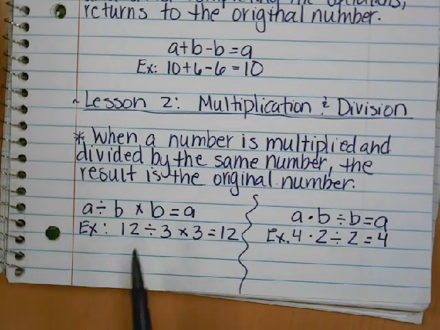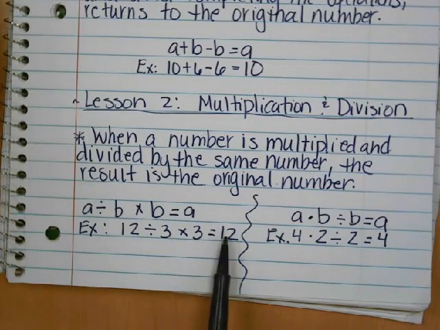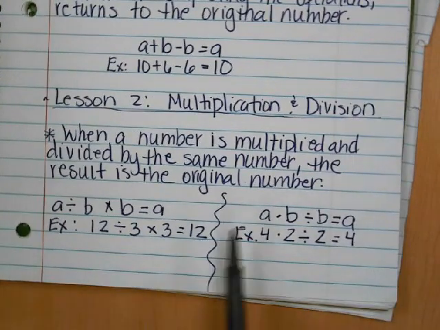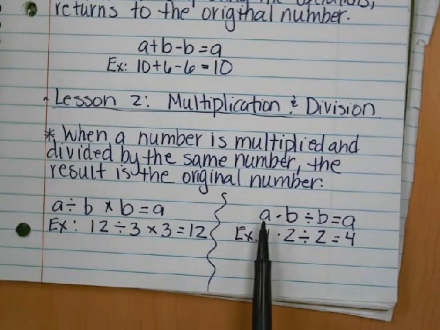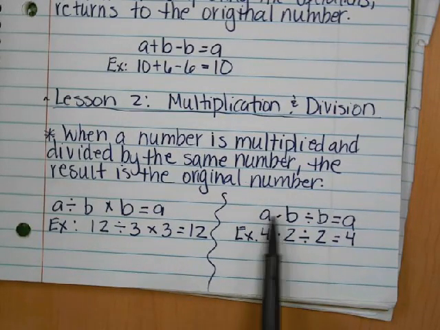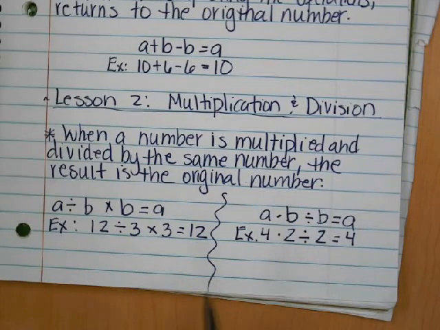So let's talk about why that works. 12 divided by 3. So do that math in your head. Hopefully you came up with 4. So if we take that 4 and multiply it by 3, we come back to that original number of 12. Okay. The other equation that would go with this, remember they're equations because they have equal signs. A times b divided by b equals a. An example of that, 4 times 2 divided by 2 equals 4.